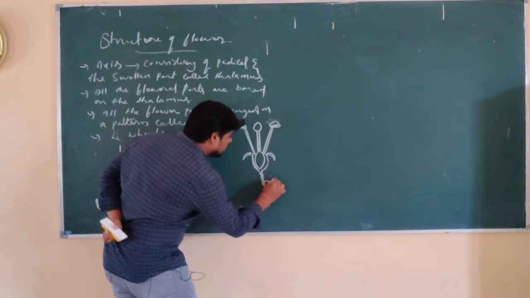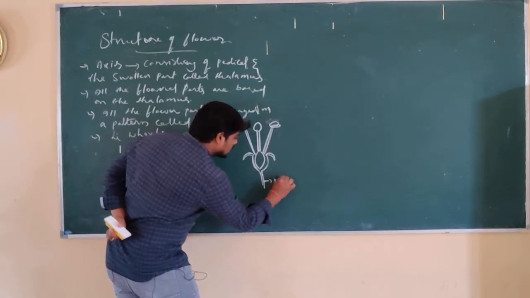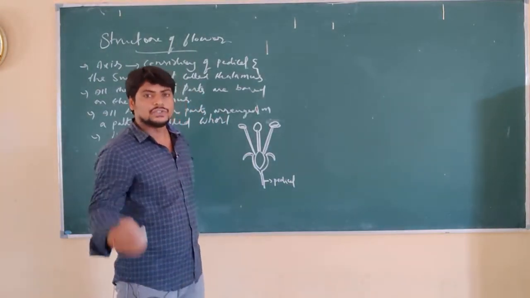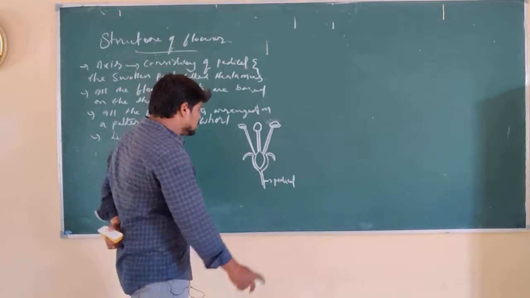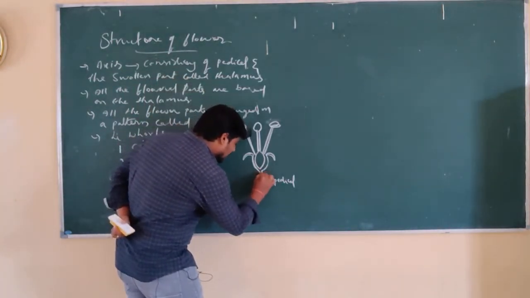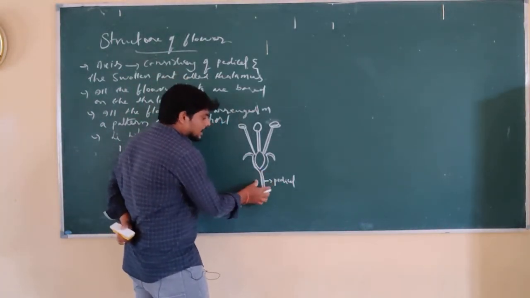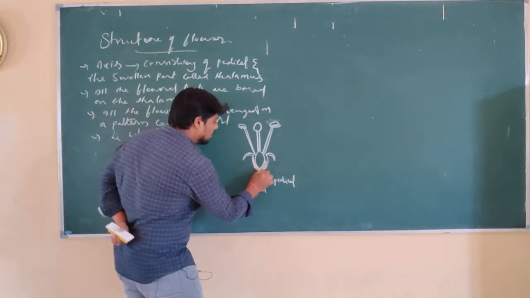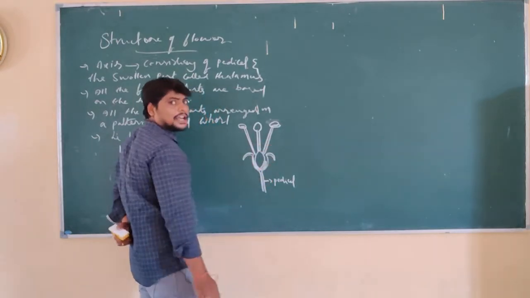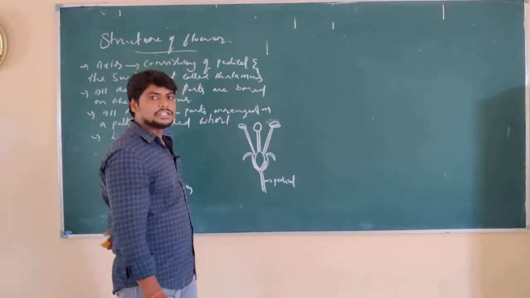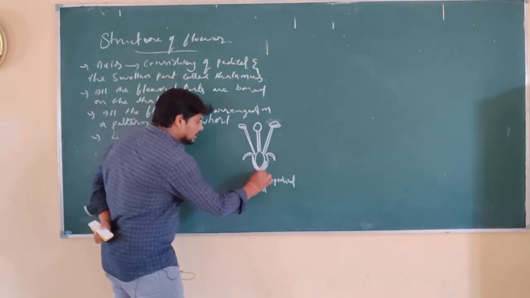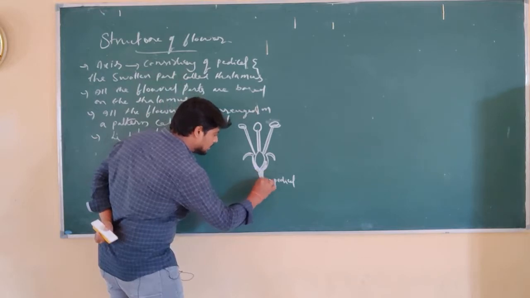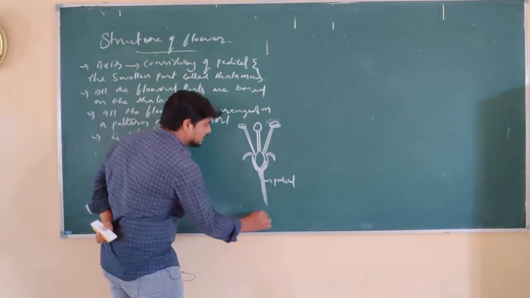This is what we call the pedicel, which connects to the stem. That is why it is also called the stalk. This stalk is connected to a swollen part, which we call the thalamus, where all the flower parts are arranged. Now let us see the structure of the flower. The flower consists of how many whorls? Four whorls are present.